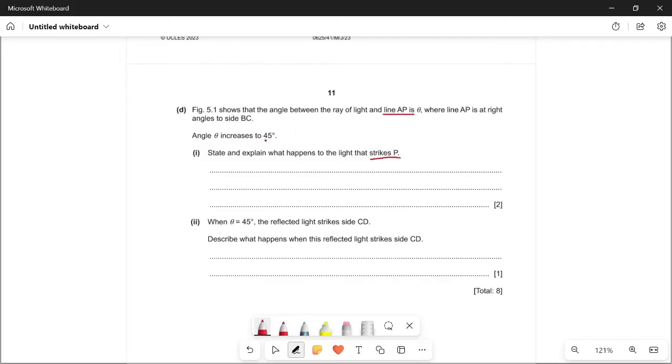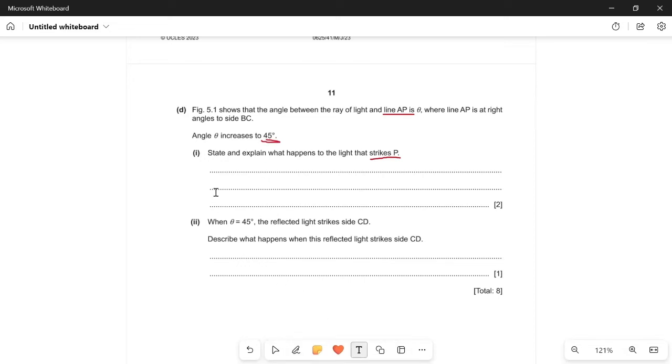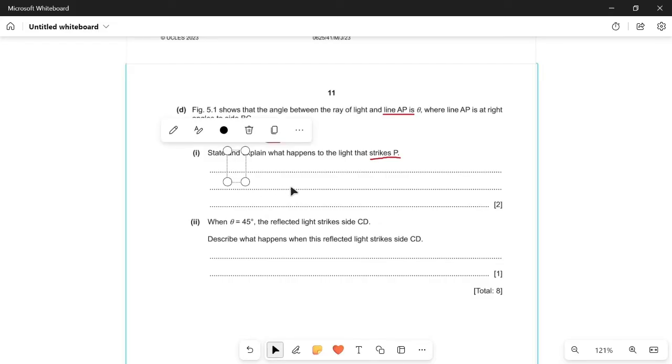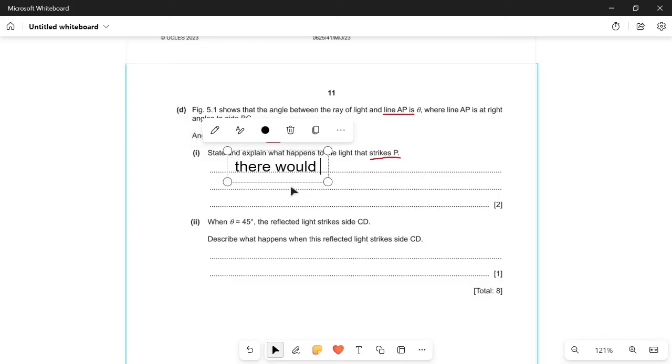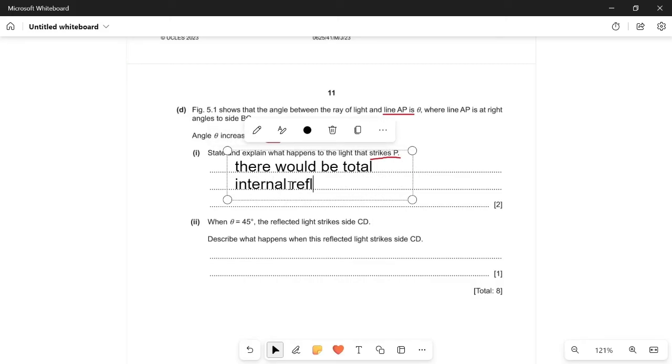So if angle theta increases to 45 degrees, that means it has exceeded the critical angle, which was 42 degrees. So the explanation could be: if the incident ray surpasses the critical angle, there would be total internal reflection. That is because the angle of incidence, I, was greater than the critical angle. That's our answer.